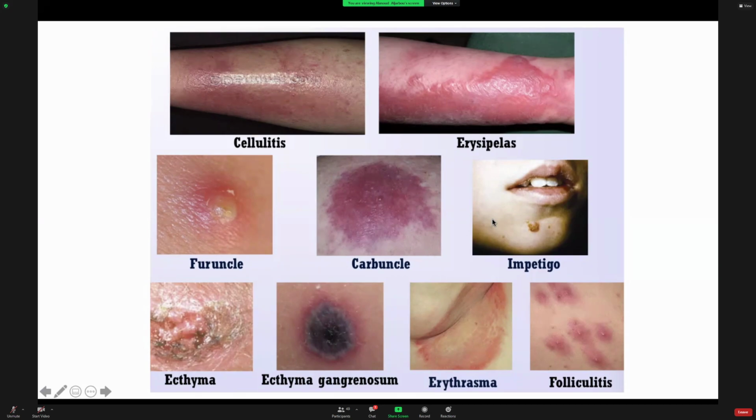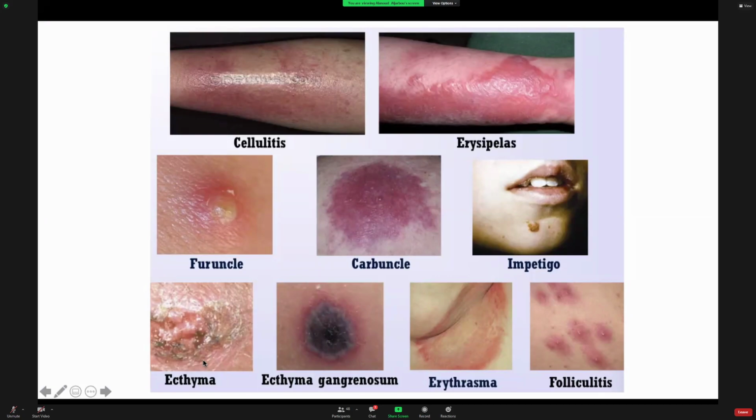The main causative agent: group A strep is less common, but the commonest is staph aureus. And for management, if it is just folliculitis, we will just give them a warm compress or topical cleansing agents. If it is furuncles and carbuncles, it depends on the size, but sometimes they require minimal surgical drainage.